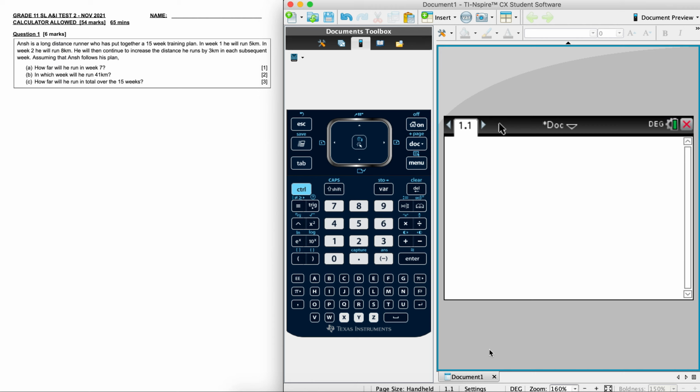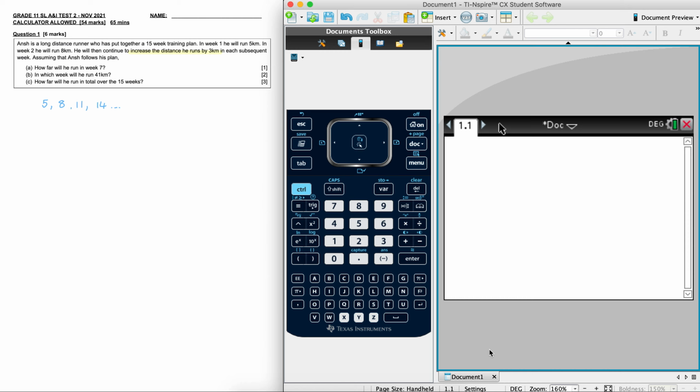So if we just write down that sequence to start with, the first term is 5, the second one is 8, 11, 14, and so on. And we know that because it says that they increase their distance by 3 each time. Okay, so that's where we're reading that information.